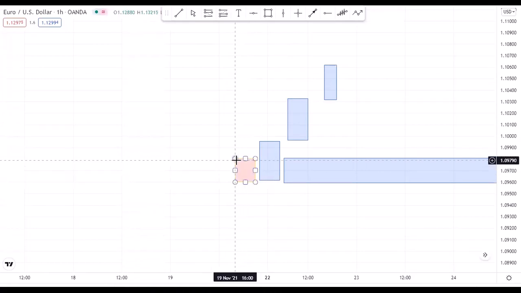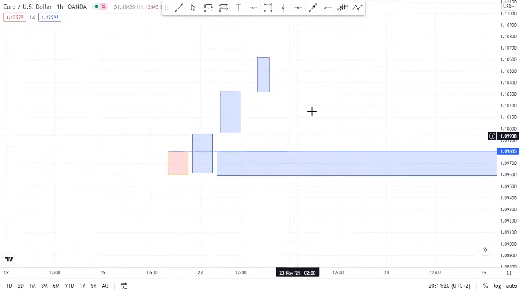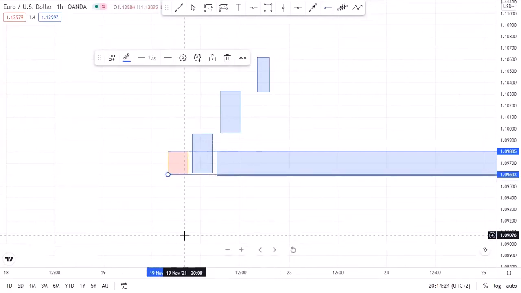let's start with the open and the close. Since this is a down move, this will be the open, and this will be the close, right? The open is 1.09805, as you can see, then the close is 1.09603.